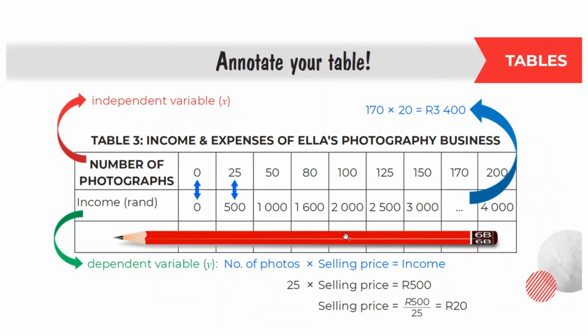Then, hopefully, they know their section well enough that if they have 0 photographs sold, they're going to get 0 income. So they need to then look at, if I sell 25 photographs, what is the relationship? Well, almost intuitively, the number of photographs I sell times the selling price would give me the income. That's a general formula that they can construct themselves. And then by substituting, Bob's your uncle, they get 20 Rand, and it's easy to fill in the missing value. So we need to train them to do that.